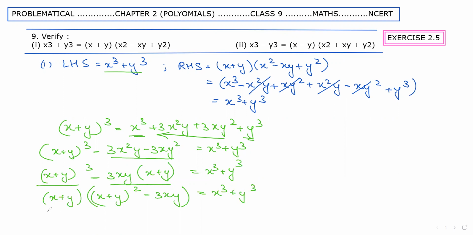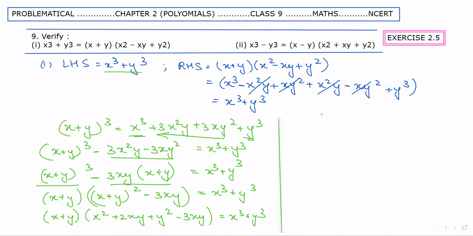Expanding (x plus y) whole square, you have (x plus y) first, bracket as it is, (x square plus 2xy plus y square minus 3xy) is equal to x cube plus y cube. So here you have (x plus y) into (x square. Now this plus 2xy and minus 3xy, these two merge together to form minus xy, plus y square) is equal to x cube plus y cube, which is your required answer, hence proved.